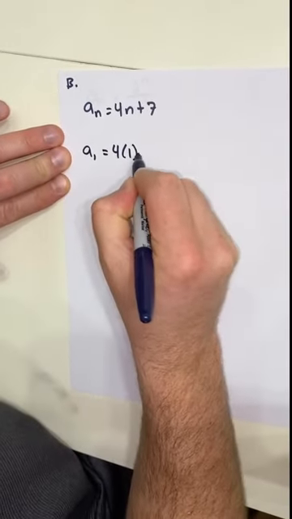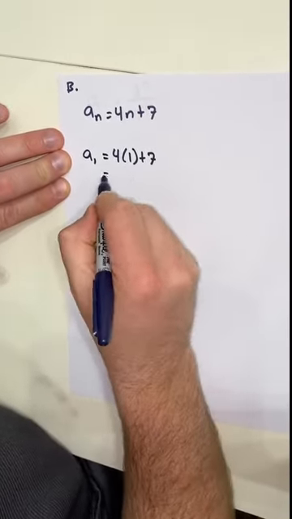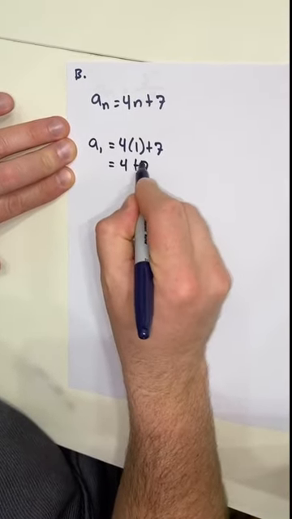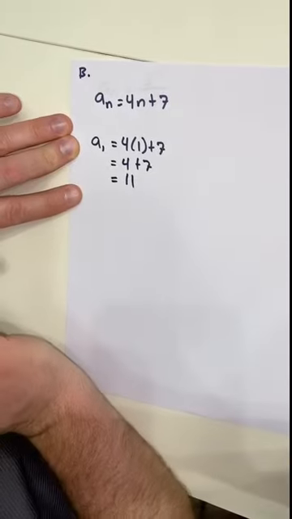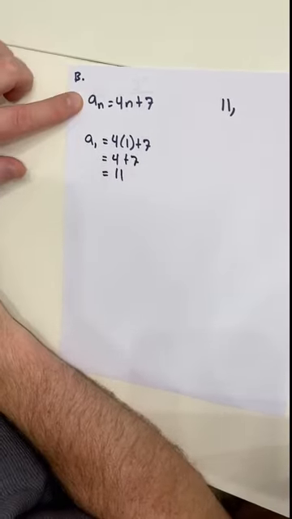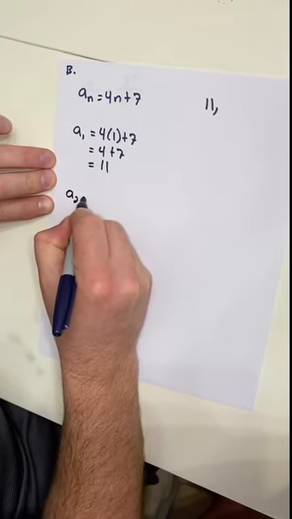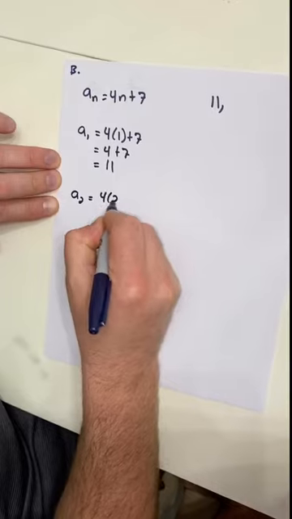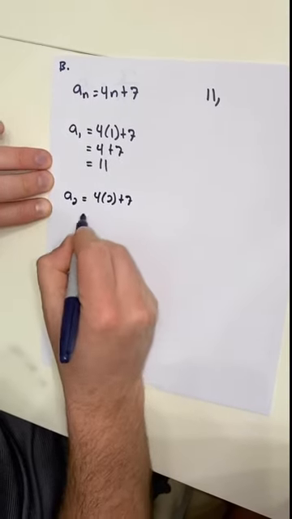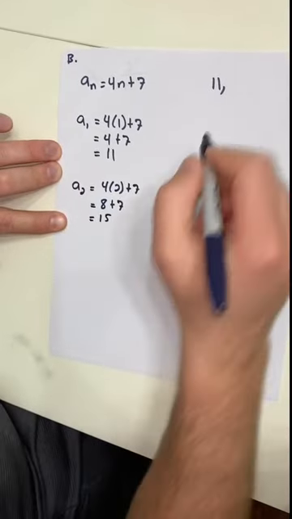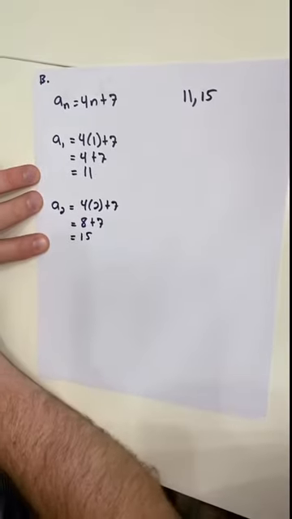So 4 times 1 plus 7. So 4 times 1 is 4, plus 7, which is 11. Okay. So my first term for this equation is 11. Okay, now I'm going to go to my next one, A of 2. So that's just 8 plus 7, which is 15. So my second term is 15.